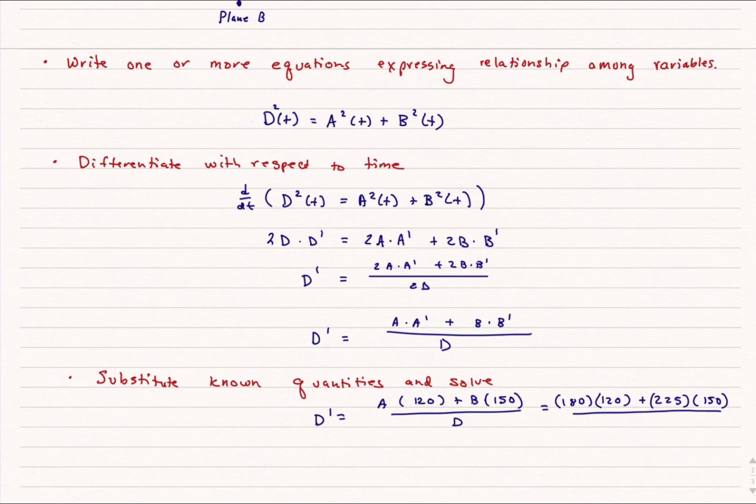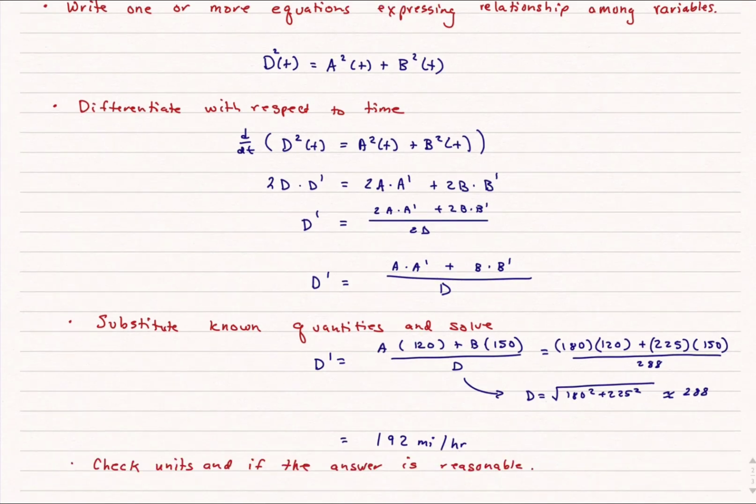To solve for d, I simply am going to use the Pythagorean theorem, where d is equal to the square root of 180 squared plus 225 squared, and that's going to be approximately equal to 288. I'll use that in my denominator, and then I end up with a distance equaling 192 miles per hour. My very last step is to check units and see if my answer is reasonable.